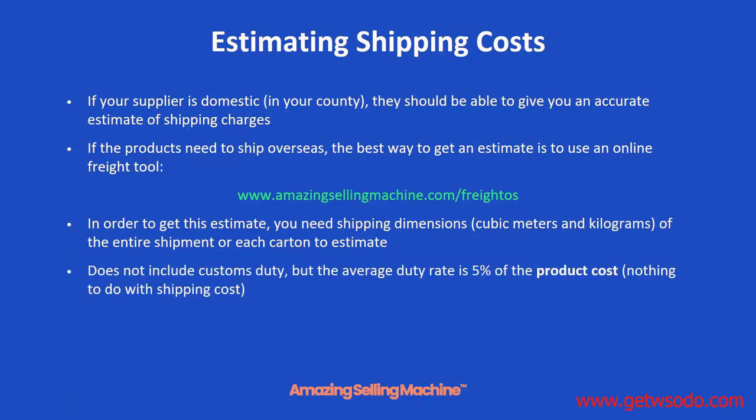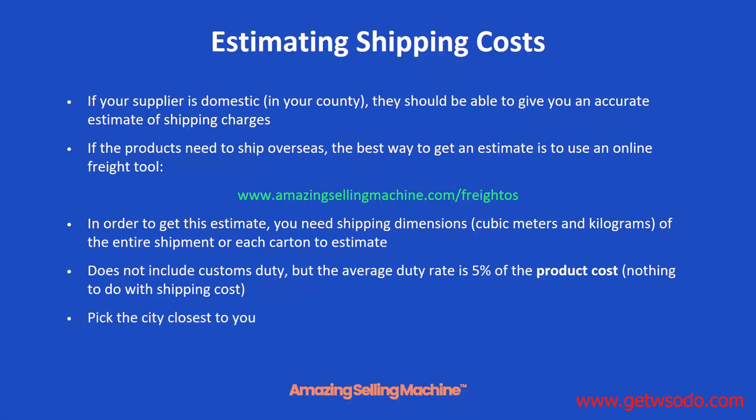Keep in mind that the one thing these estimates don't include is the customs duty, which is basically an importation tax. The average duty rate is around 5%. It can range anywhere from 3% up to 12%, but it's around 5%, and we like to use that for our estimates. And remember, it's based off the total product cost that you're paying your supplier. It has nothing to do with your shipping costs. It's what you actually pay your supplier for your entire shipment.